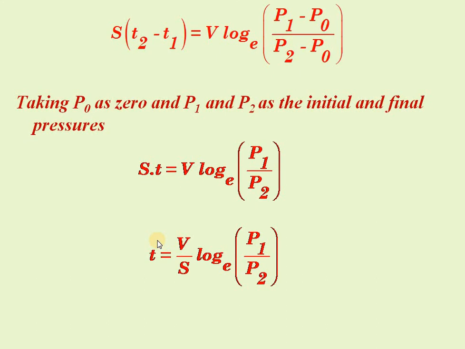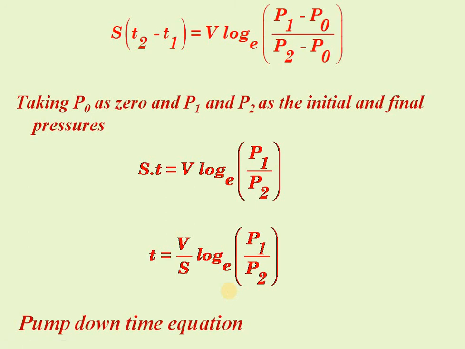Again, a simple rearrangement of this equation will give you small t is equal to V by S log to the base e of P1 by P2. This is also the pump down time, the time taken to pump down gas from a given chamber, with the initial pressure P1 and the final pressure P2. You can even write it in exponential form, no harm. It's also possible, but this is enough. This is called the pump down time, our Langmuir equation for pump down time.